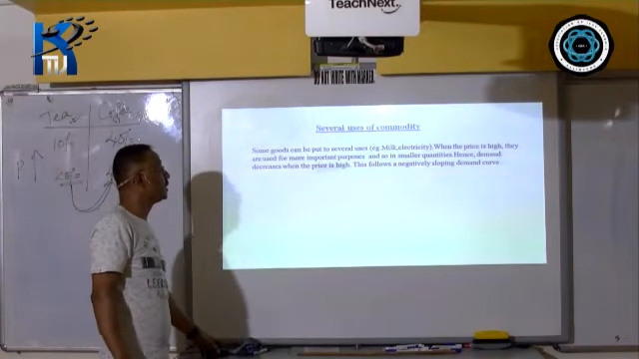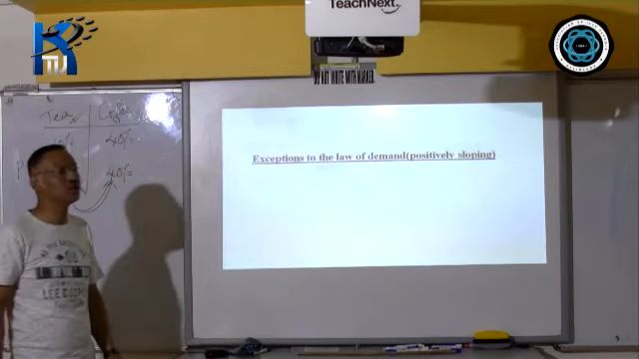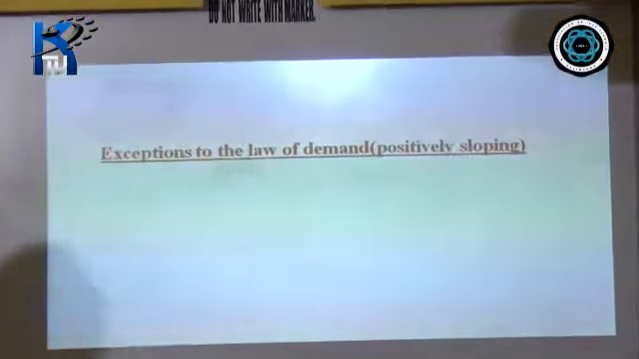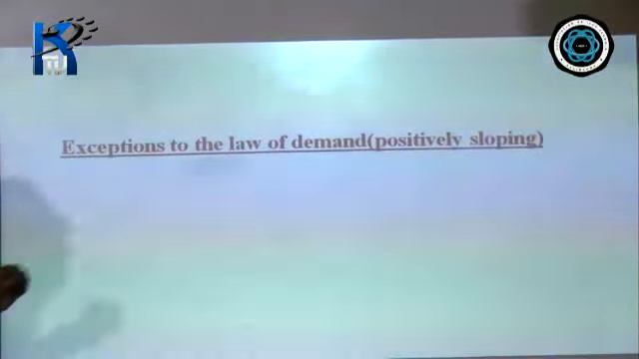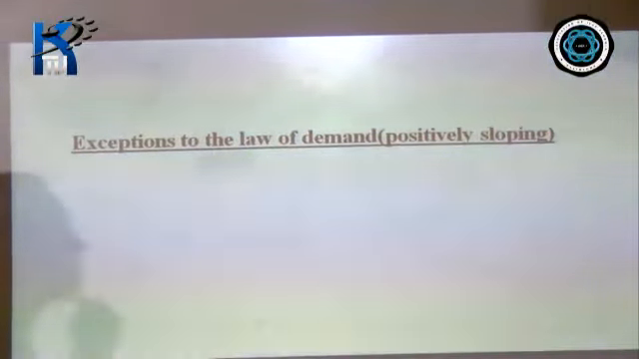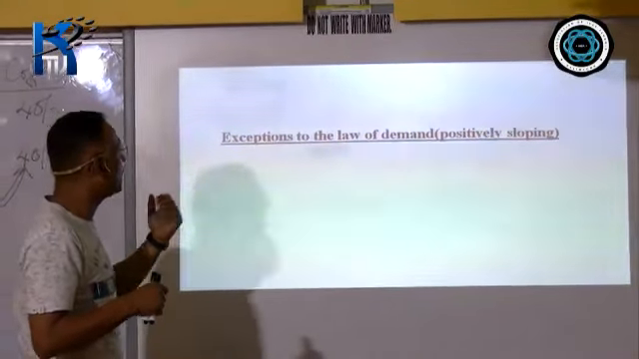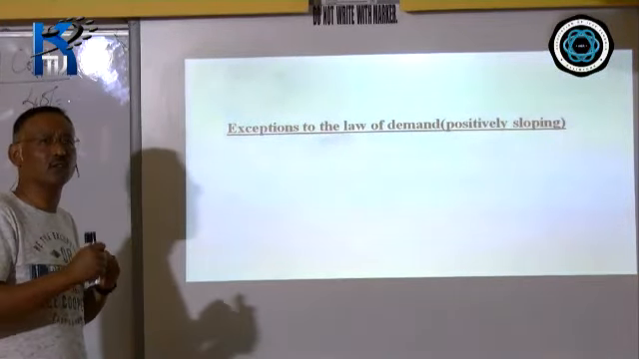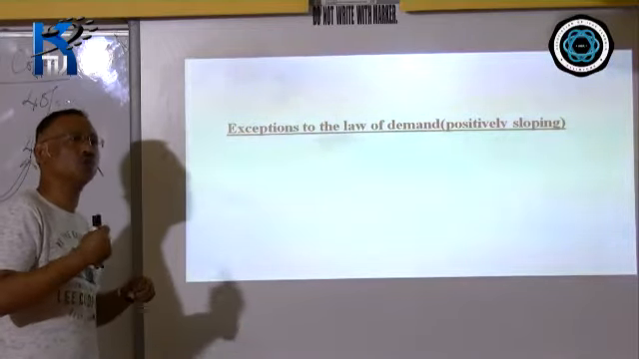So now you know the 4 reasons why the demand curve is downward sloping. I will be starting exceptions to the law of demand. Exception to the law of demand means here what we do does not follow the law of demand. Does not follow the law of demand means that when the price increases, quantity demanded should decrease. That is the law of demand, or vice versa. But here it does not follow the law of demand, meaning when the price is increasing, the quantity demanded is also increasing. Or when the price is decreasing, the quantity demanded is also decreasing.